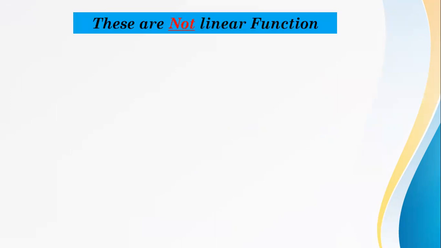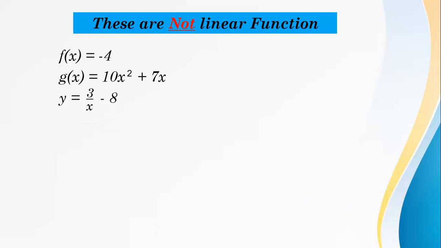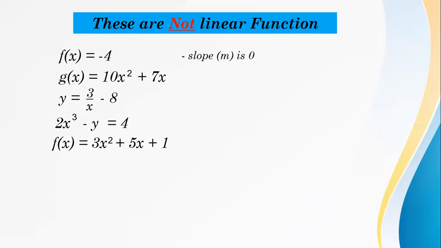These are not linear functions. We have f of x equals negative 4; g of x equals 10x squared plus 7x; y equals 3 over x minus 8; 2x cubed minus y equals 4; and f of x equals 3x squared plus 5x plus 1. Number 1, the slope m is 0. So therefore, this example is not a linear function.